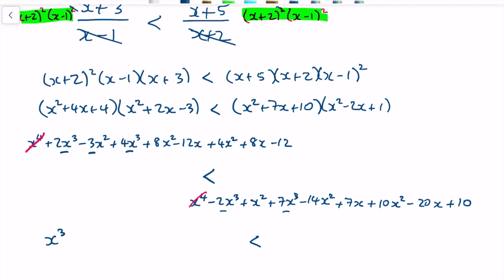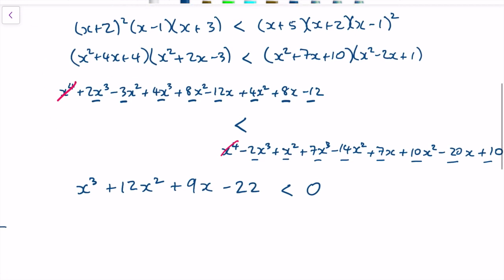x squared: minus 3 plus 8 is 5, plus 4 is 9, take away 1 is 8, add 14 is 22, take away 10 is 12. Linear terms: minus 12 plus 8 is minus 4, minus 7 off is minus 11, plus 20 is 9. And then the constant term, minus 12 minus another 10, minus 22, less than 0.